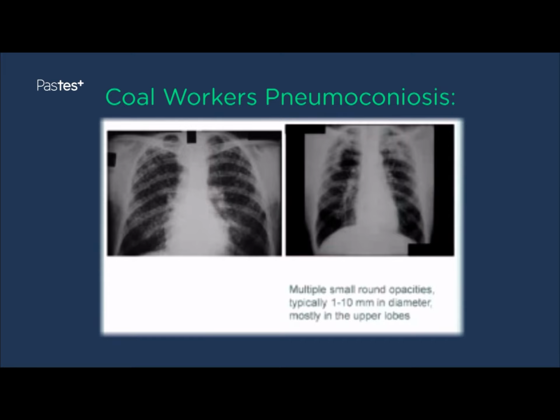Coal workers' pneumoconiosis typically causes multiple small round opacities which are tiny, usually 1 to 10 millimeters in diameter, mostly in the upper lobes, and that's what you see on the X-ray on the left-hand side. However, with the passage of time, these opacities can come together and merge, giving rise to a more severe and serious chest X-ray appearance on the right-hand side.